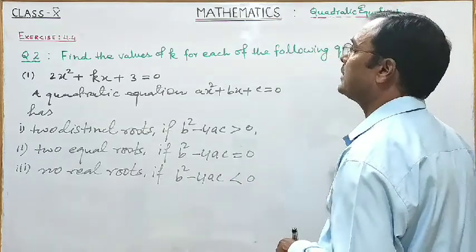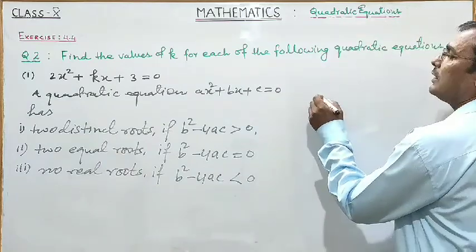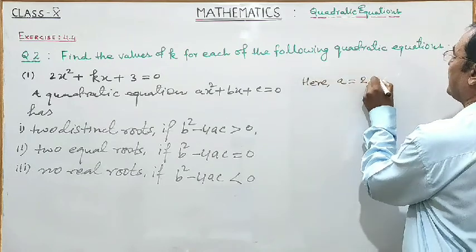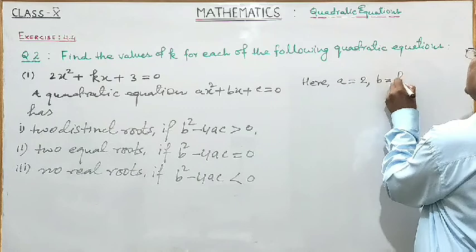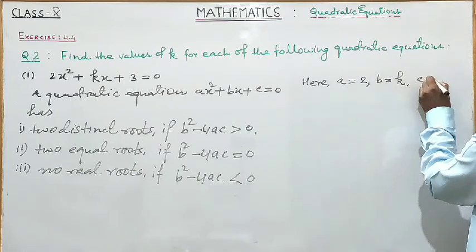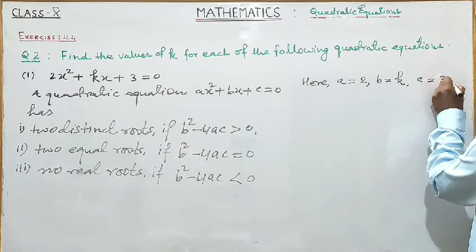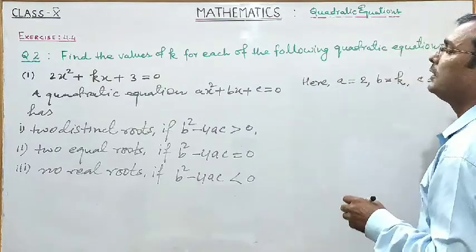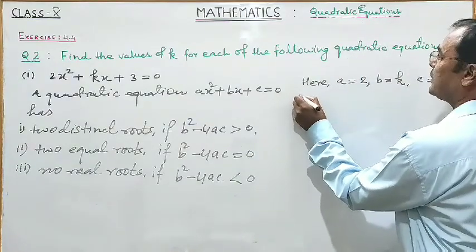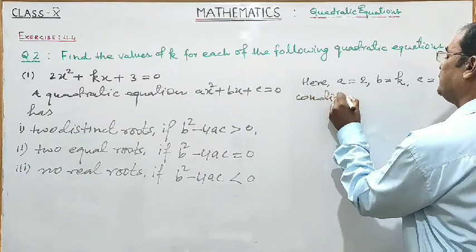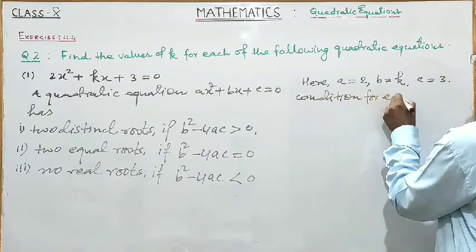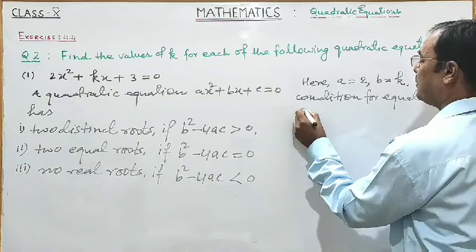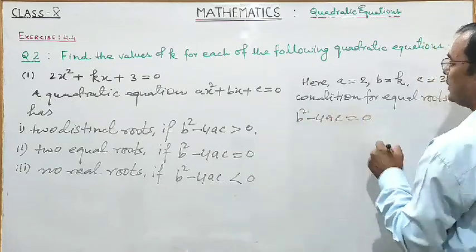2x square plus kx plus 3 equal to 0. Here in this quadratic equation, a is equal to 2, b is equal to k, the coefficient of middle term, and constant term c is 3. We know the condition for this equation to have two equal roots. So condition for equal roots is b square minus 4ac is equal to 0.